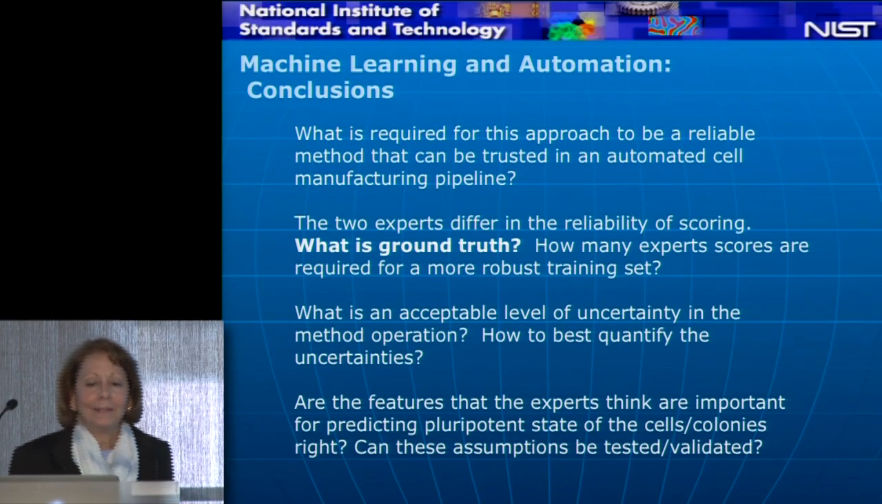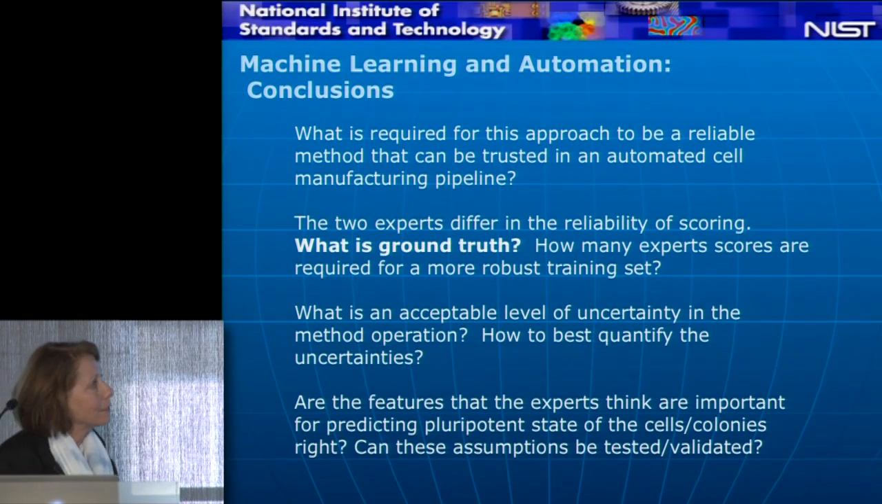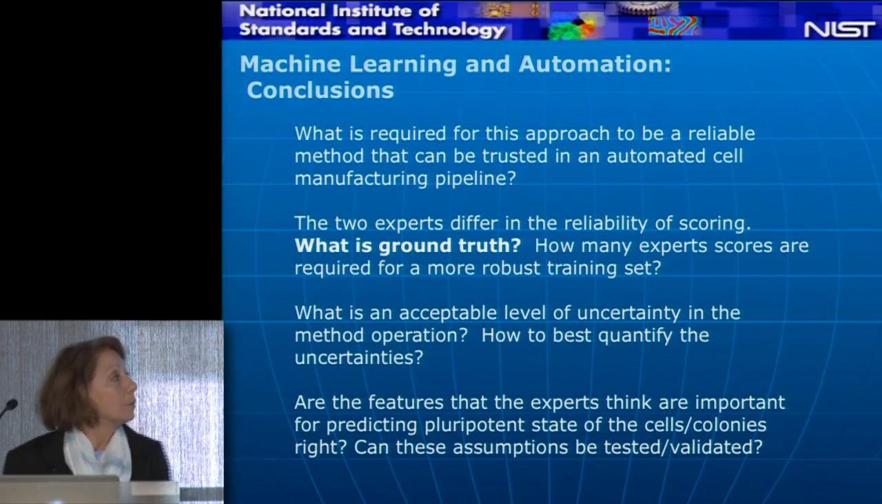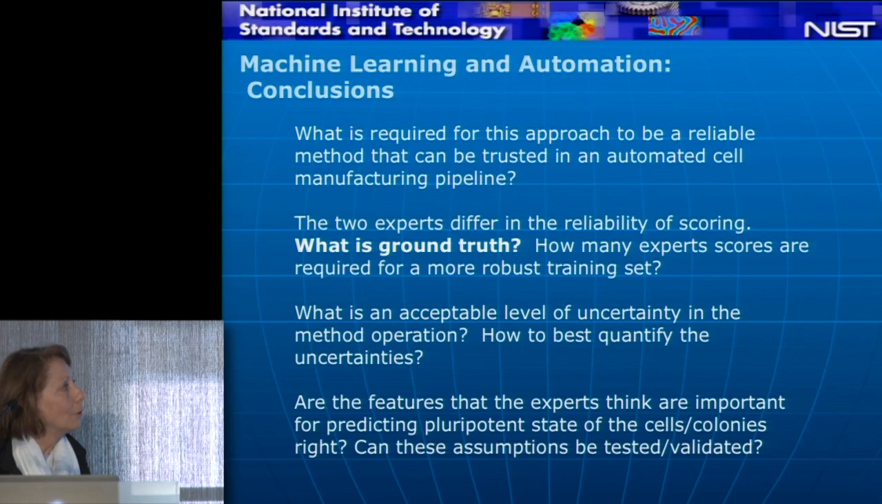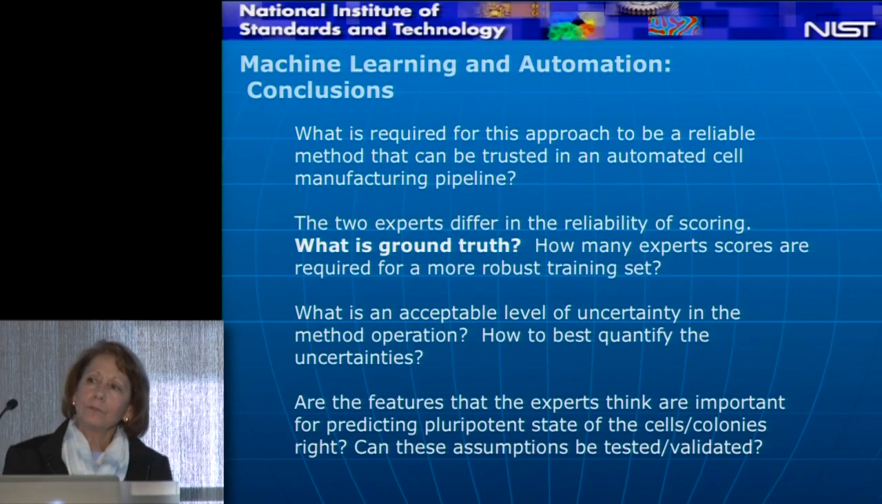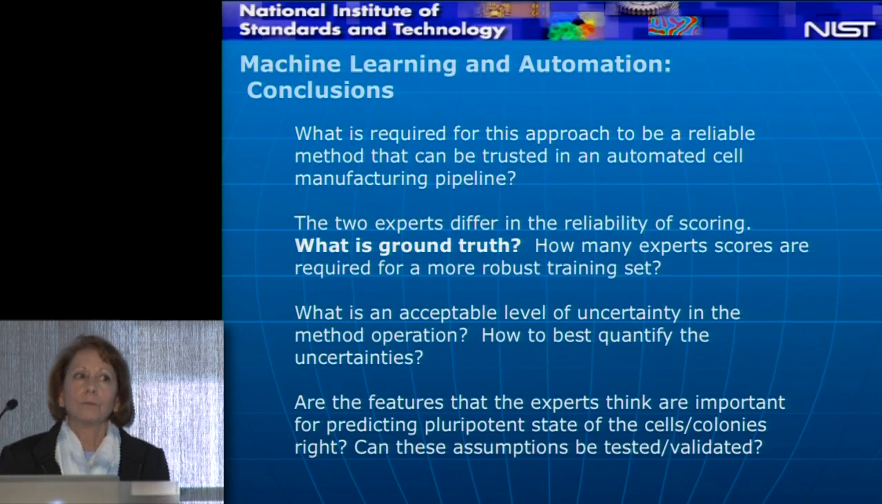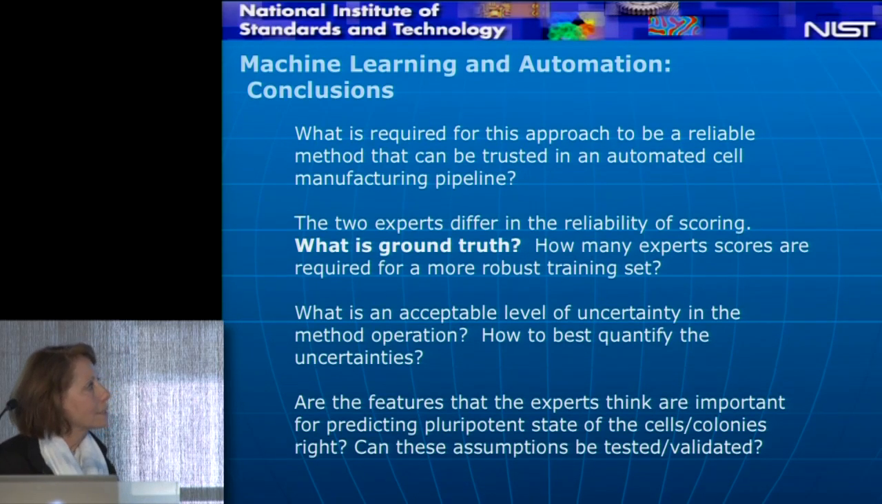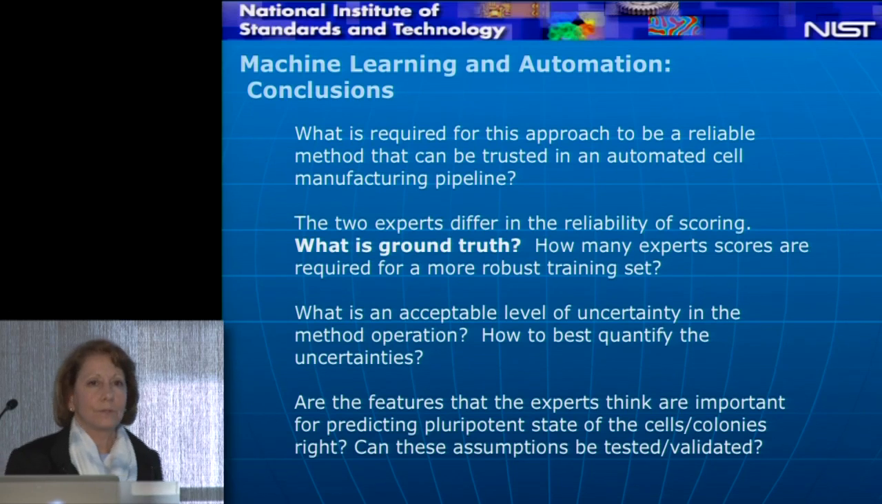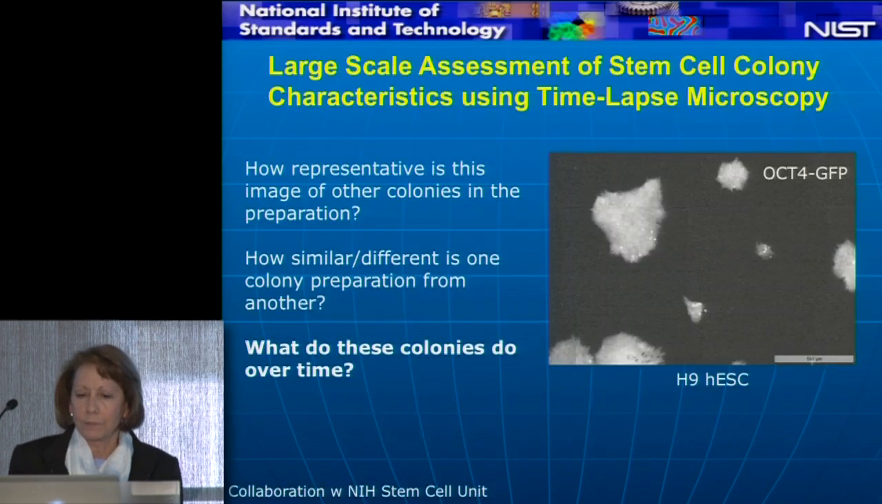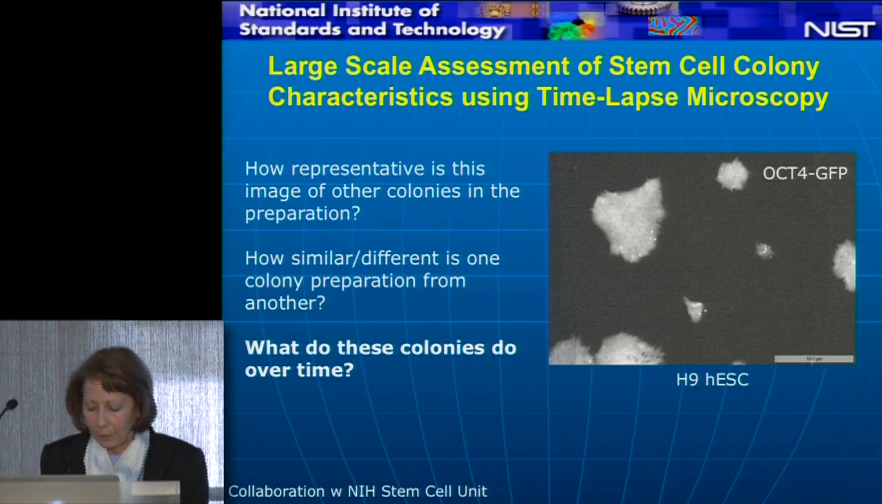The other thing that's really interesting is that the features that the experts think are important for predicting the pluripotent state, one can now ask, are those features correct? Once we can put a number on those features and we can test what those features are, we can ask, are those the right features? And can we test those assumptions?